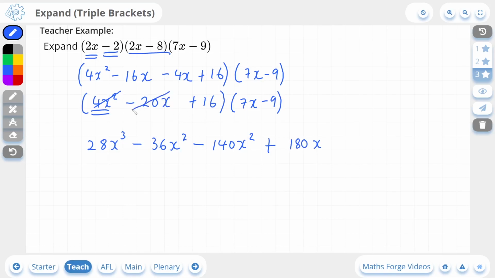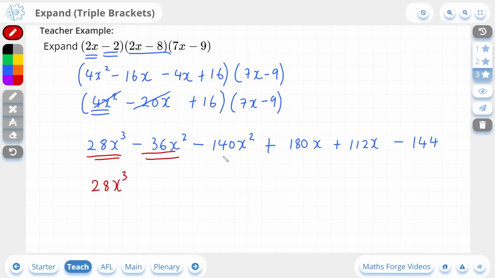Now that we're done with the negative 20x, let's move on to the plus 16. Positive 16 multiplied by 7 is going to give us positive 112x. And finally, positive 16 multiplied by negative 9 is going to give us negative 144. Now if we go ahead and simplify this very long expression, we have only one term with an x cubed, and that's this one here, this 28. So that's just going to stay as it is, 28x cubed.